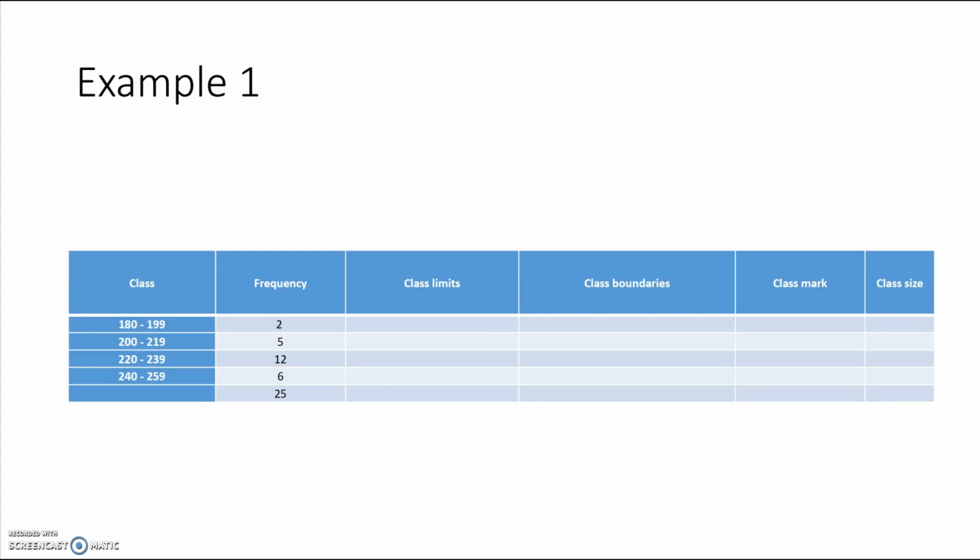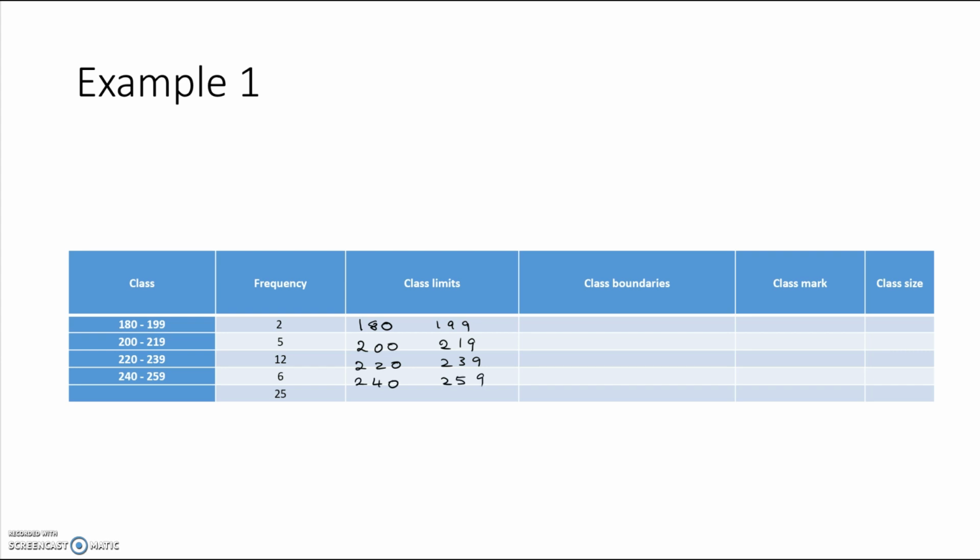So here's an example. We've got some data, we've got the classes already set up, and we've got the numbers in each of them. So first up, let's look for the class limits. For the first class, the bottom limit will be 180 and the top limit will be 199, and so on. Okay, so those are the limits.